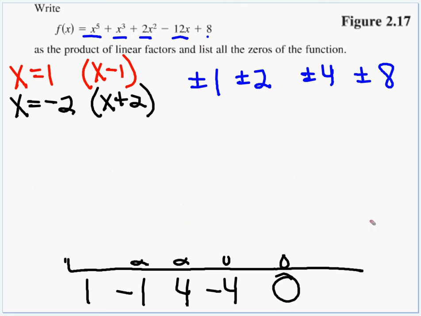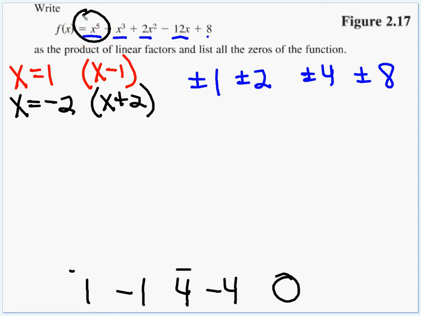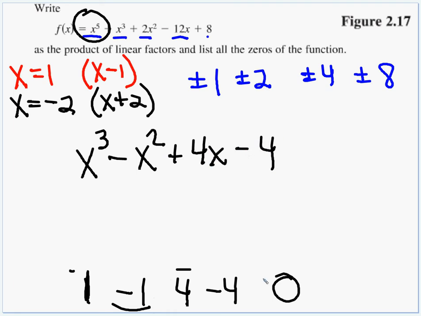Now these numbers at the bottom are the coefficients of our new polynomial. Let me get rid of this. There we go. So we started with fifth power. We factored out one that would take us down to fourth, another one that would take us down to third. So this one is an x to the third, and then minus 1x squared. And then we've got a plus 4x and a minus 4.